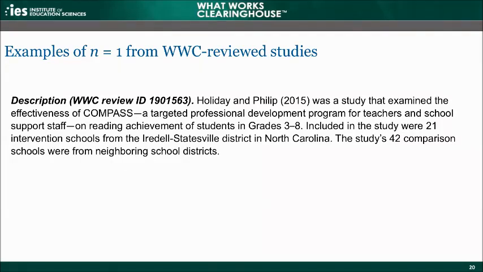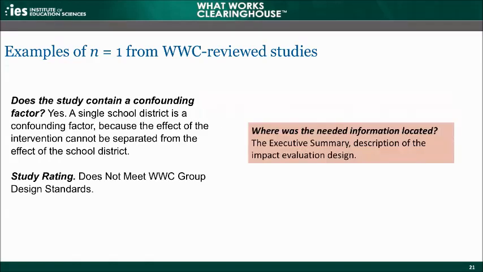The study in this example examined the effectiveness of a targeted professional development intervention for teachers and school support staff on the reading achievement of students in grades 3 through 8. Included in the study were 21 intervention schools from the Iredell-Statesville district in North Carolina. The study's 42 comparison schools were from neighboring school districts. The question is, does the study contain a confound? We can go to the next slide.